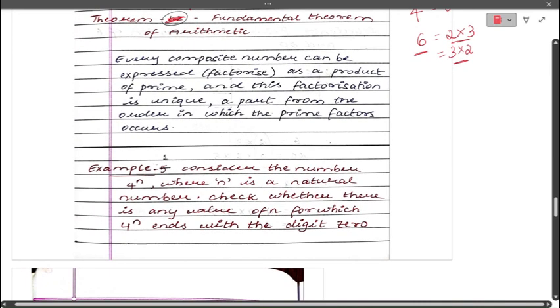Okay, so this is example number 1. Consider a number 4 to the power of n, where n belongs to the set of naturals. Check whether there is any value for n for which 4 to the power of n ends with a digit 0. Well, our basic knowledge is that a number ending with a 0 is always a multiple of 5. Isn't it? Yes. For a number to end with a 0, it should be a multiple of 5.